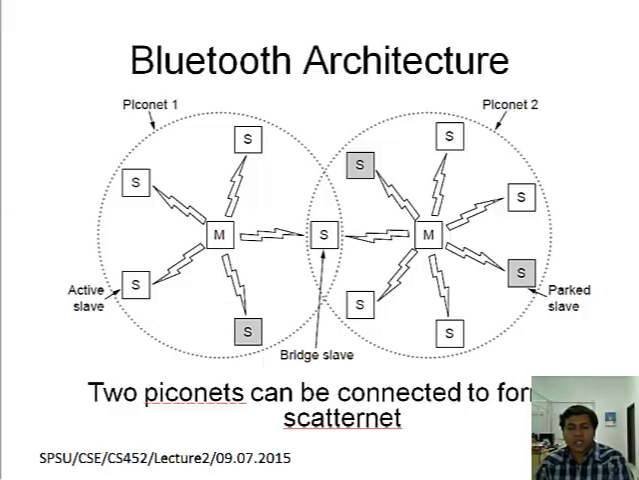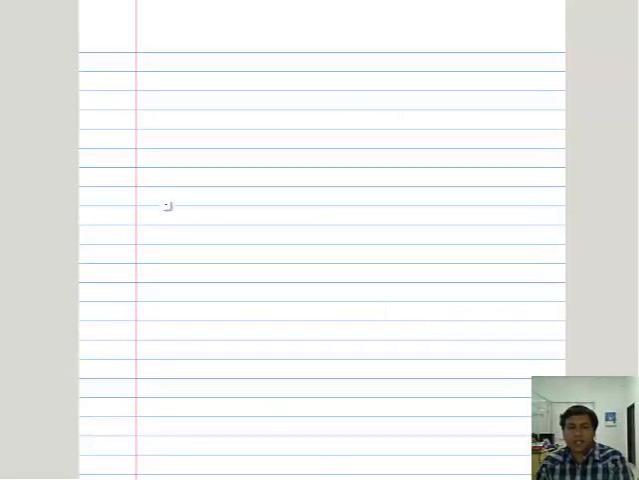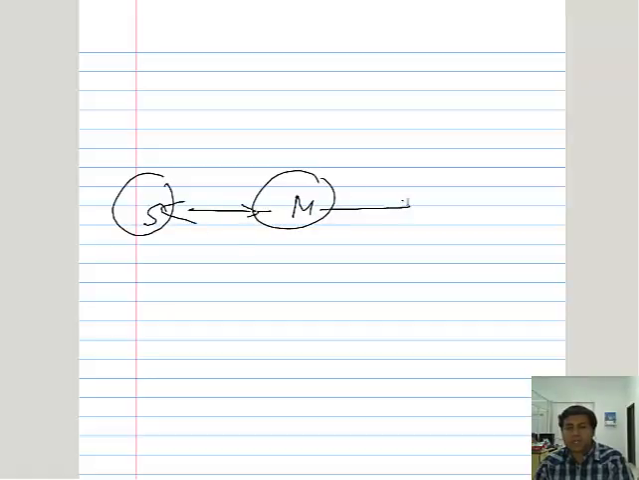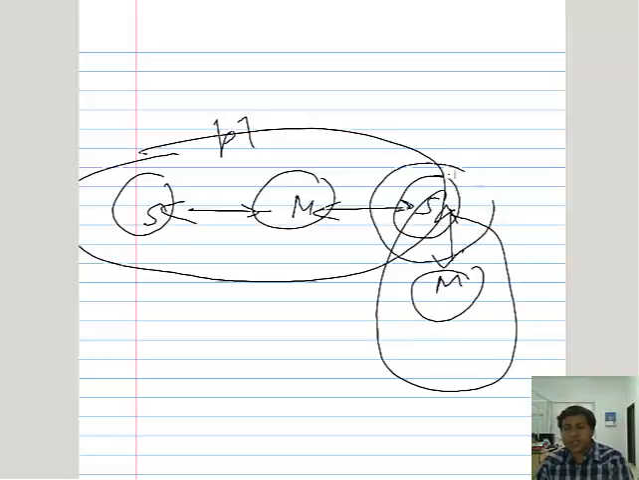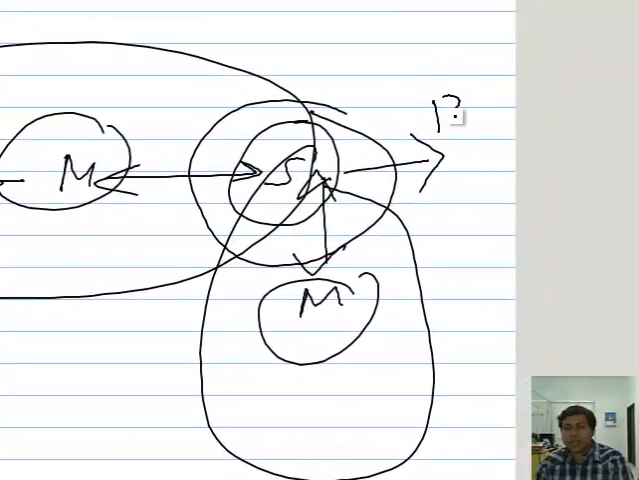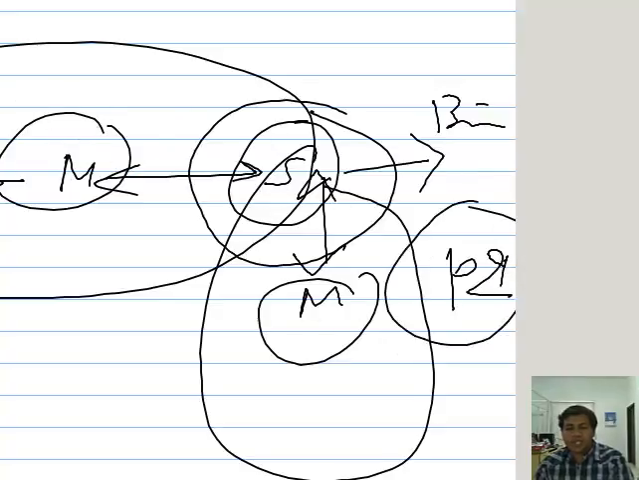If you look into this architecture, this particular slave is connected to master, and this particular master is connected to another slave. So for example, this is piconet 1, P1, and this slave also can be connected to another master, and this slave is called bridge. This is actually doing a bridging in between 2 piconets. So this is P1 and this is P2. This creates a connection in scatternet.